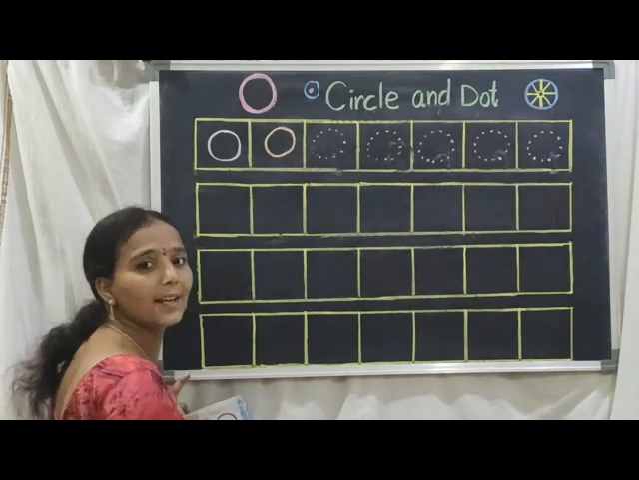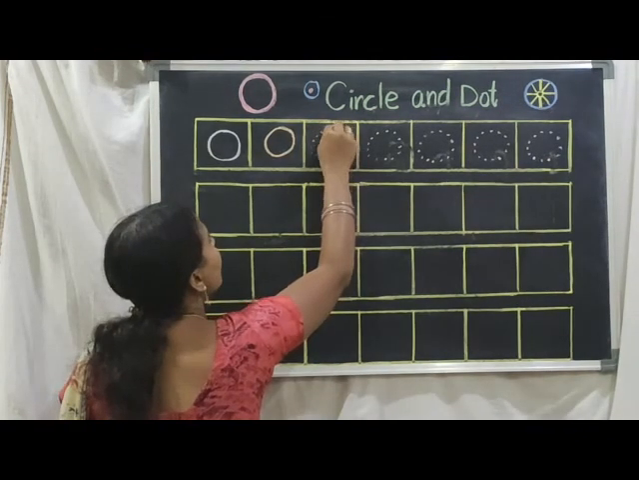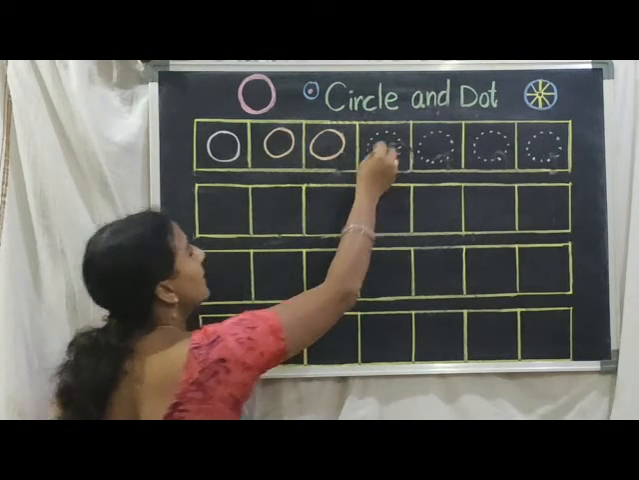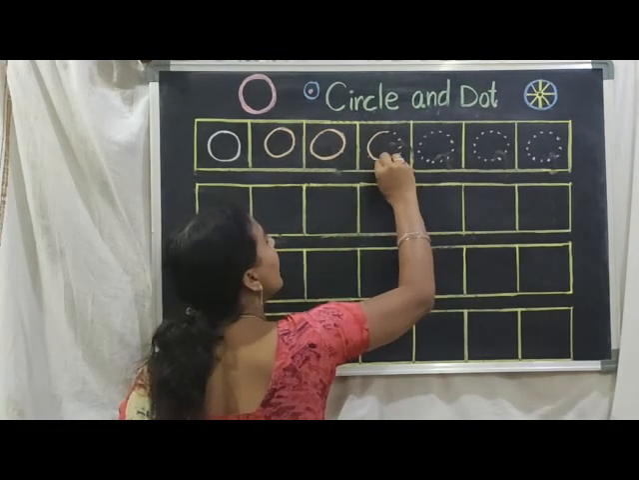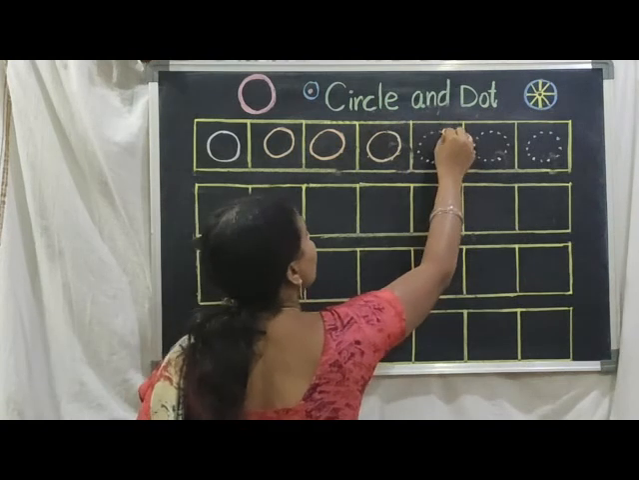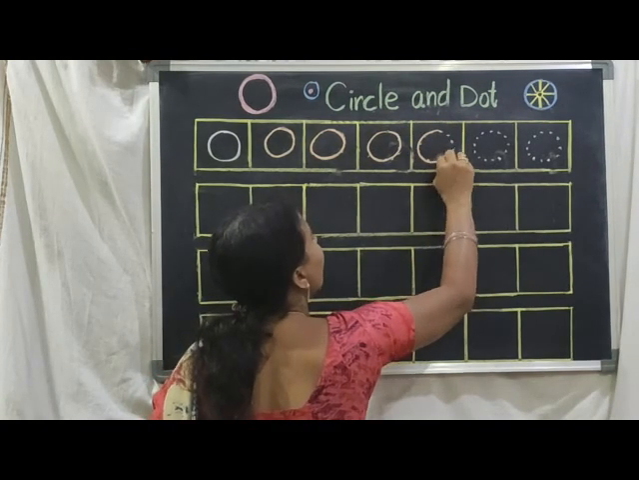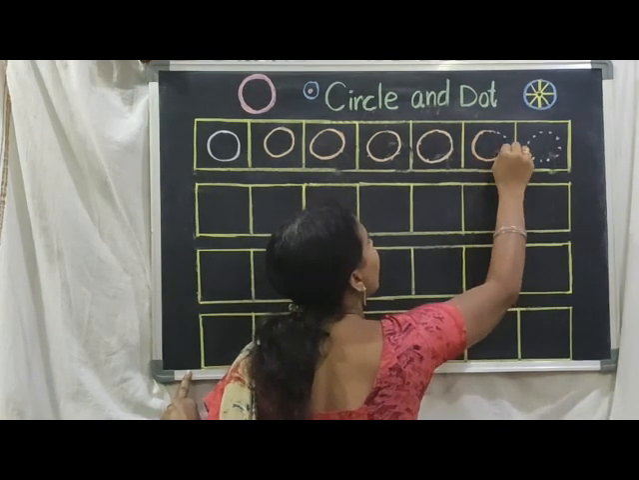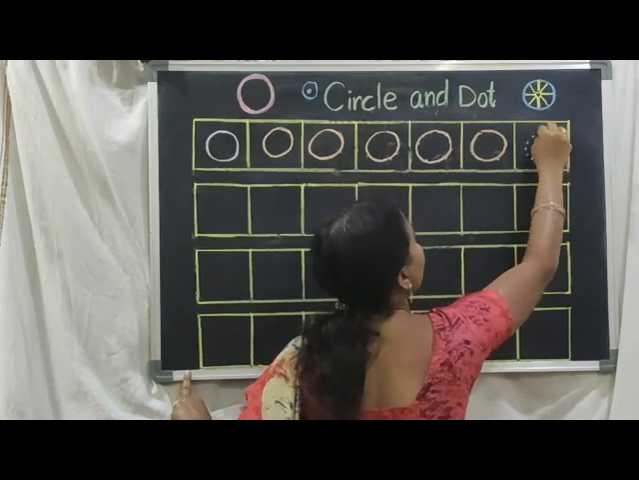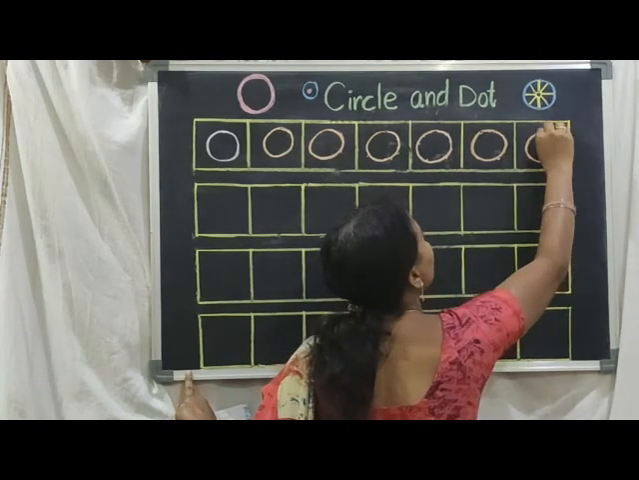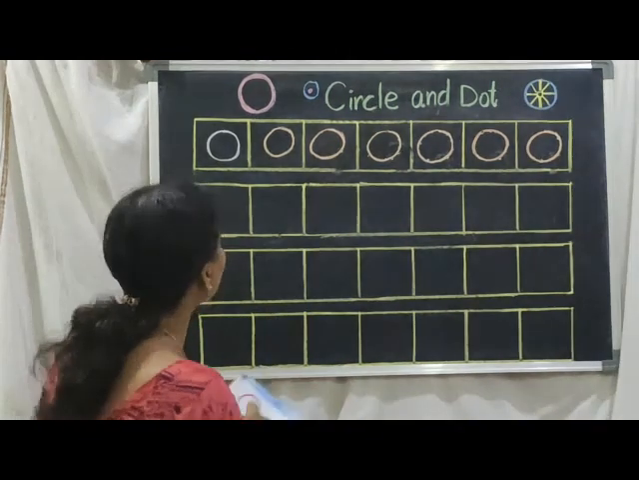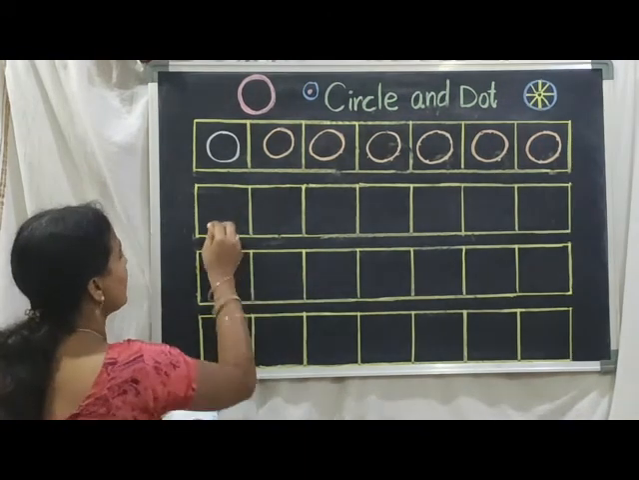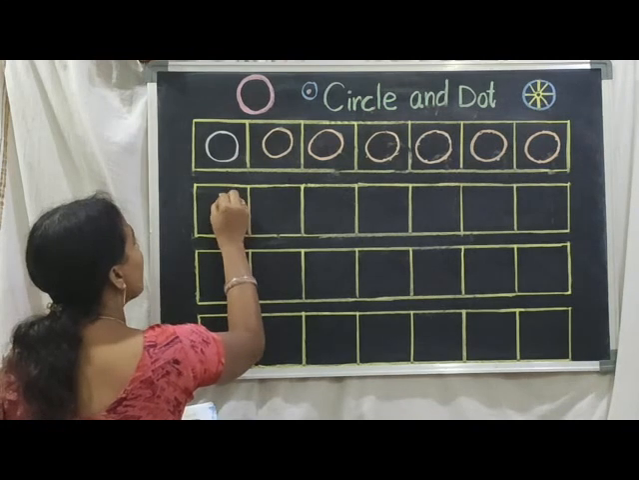See here, what is this? Circle. If you are joining all these dots, it's becoming a circle. Like this, write on dotted lines. After that, you come to the next line. Write properly, children.